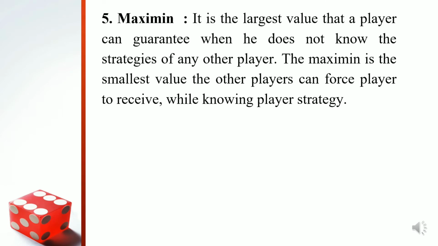The next term is maximin. Maximin is the largest value that a player can guarantee when he does not know the strategies of any other player. The maximin is the smallest value the other players can force the player to receive while knowing the player's strategy. The maximin is the largest of the smallest values in each row.